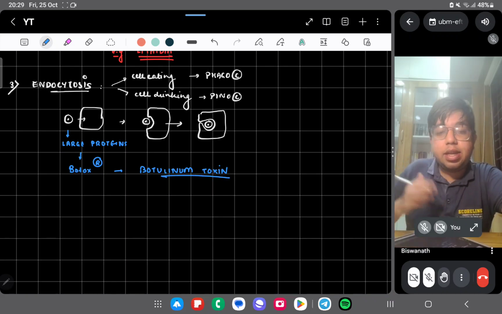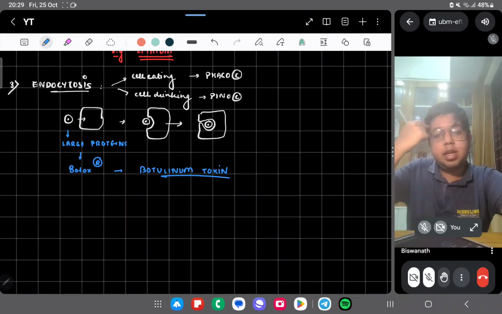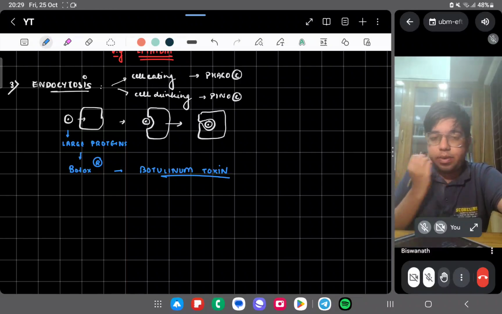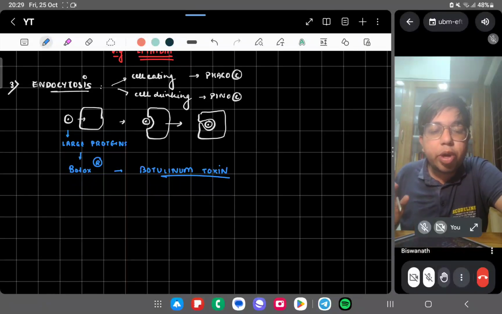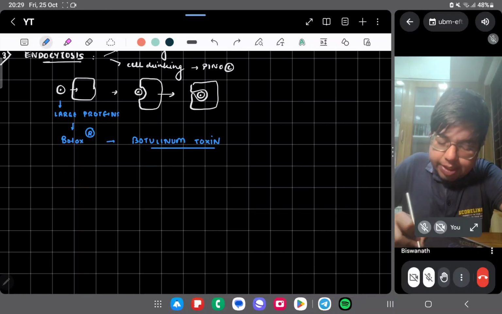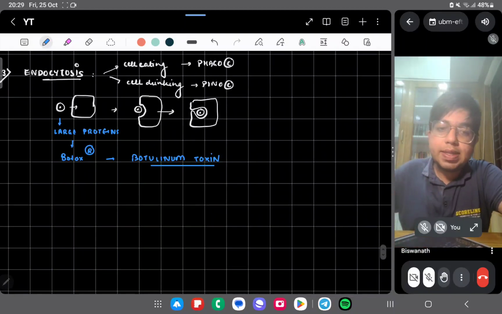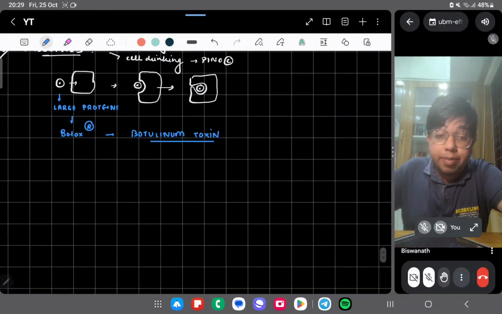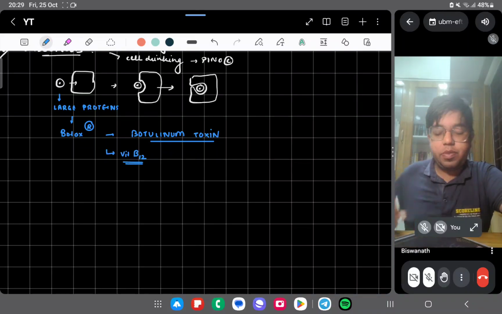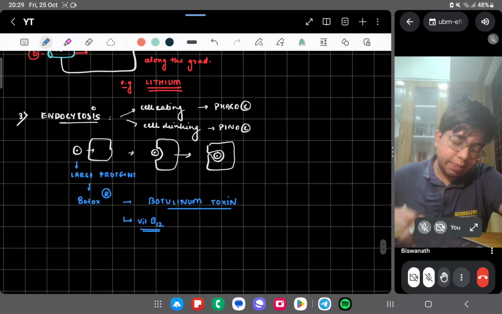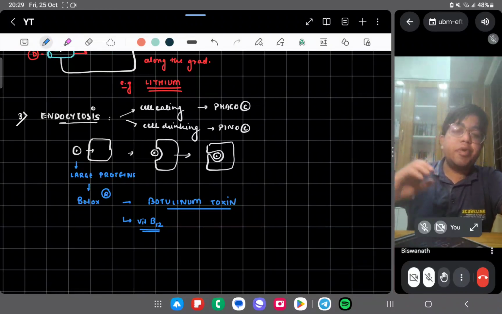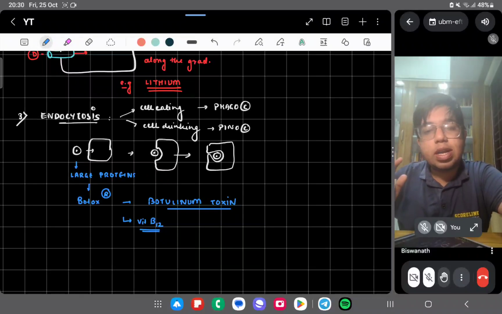Botulinum toxin is basically the filler which you inject over the face, and celebrities use it for creating an anti-aging effect, right? It makes the skin taut. We'll read about botulinum toxin when we read ANS. Botulinum toxin goes inside the cell by this pinocytosis, and vitamin B12 is also going inside the cell by this process of endocytosis. Understood?